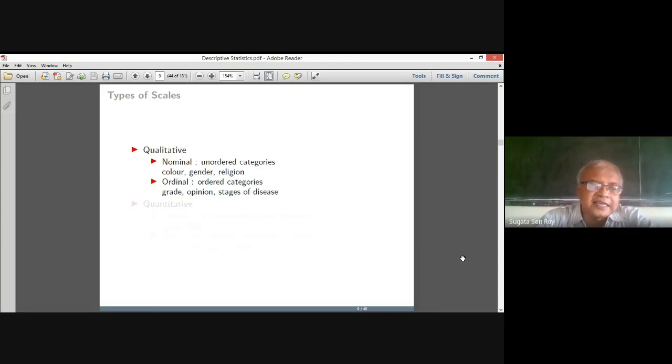Ordinal are ordered categories like grade, opinions, stages of disease, things like that. I'll just give an example. For example, these days marks are given in grades. If you know that somebody has got a grade A as opposed to somebody who has got a grade C, then the person who's got grade A has done better than somebody in grade B, and somebody in grade B has done better than somebody in grade C. So you know that there is an ordering of this. A is better than B, B is better than C, C is better than D. So we say this is ordinal data, ordered categories.